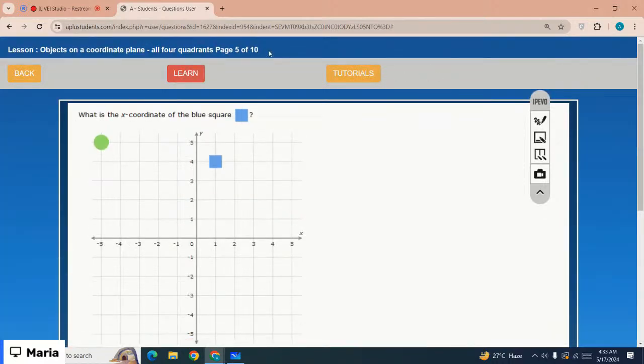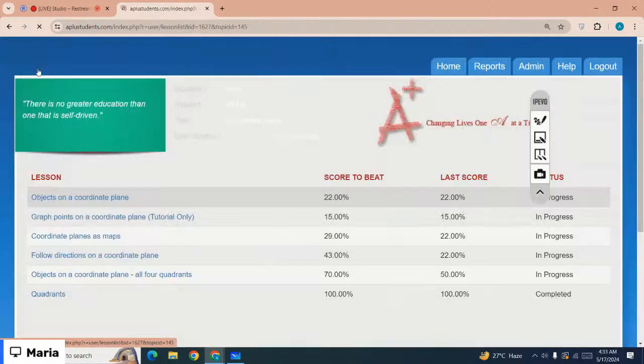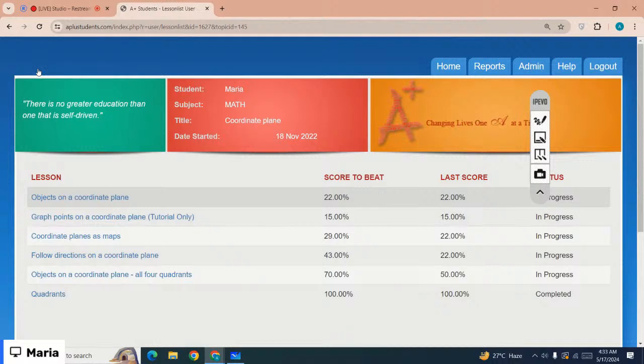Okay, you can complete the lesson by yourself later today. Let's just move on to the last lesson, that is quadrants. Okay, so first let's just learn what the quadrants are, right?